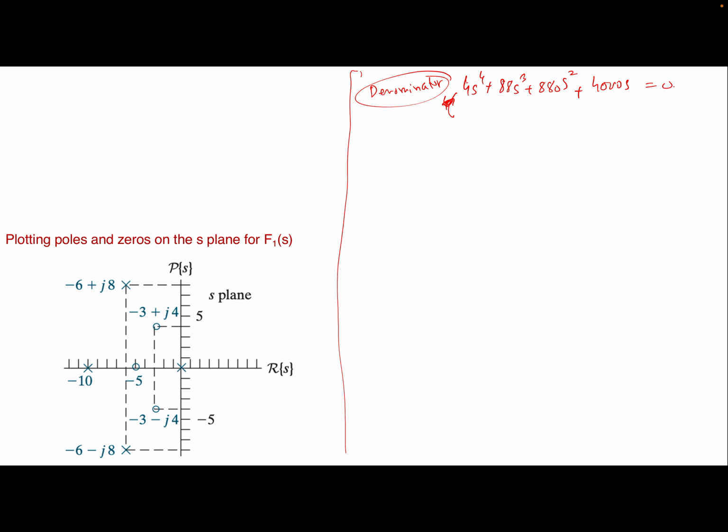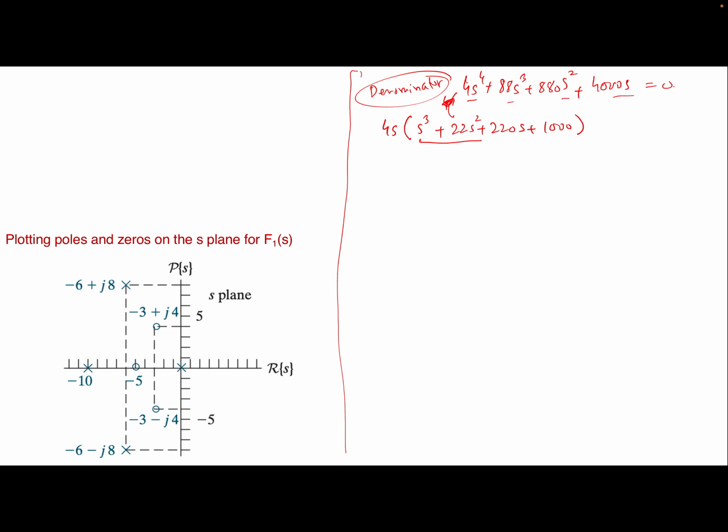The very first thing I'm going to do: since I have s common in all of them, if I were to solve this equation, I can take s equals 0 as one of the roots. So I'm going to take 4s out, and I will be left with s cubed plus 22s squared plus 220s plus 1000.